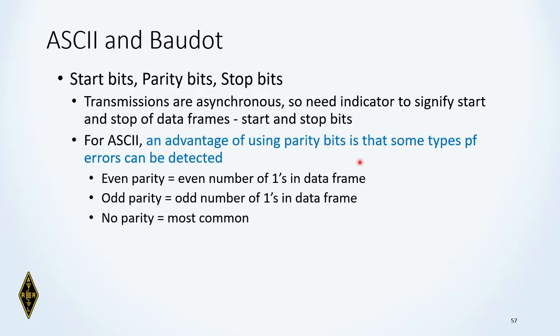And, oh yeah, here's the explanation for ASCII. An advantage of using parity bits, some types of, I've spelled interesting, errors can be detected. Even parity, even number of ones in the data frame, odd parity, odd number of ones. So you actually reserve a bit in the code that you're sending. And if you know that it's even or odd parity, you can detect if there's an error. And generally, just about all ASCII configurations today use no parity.